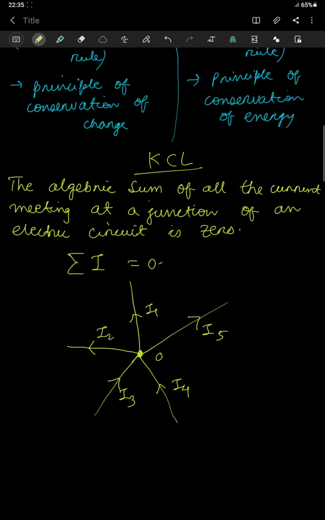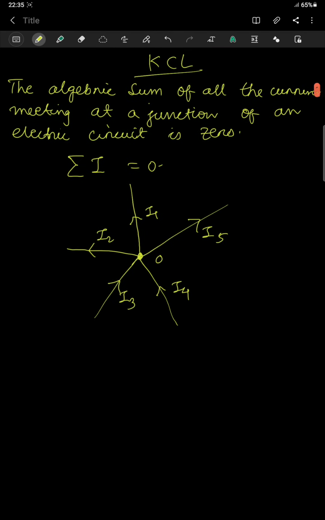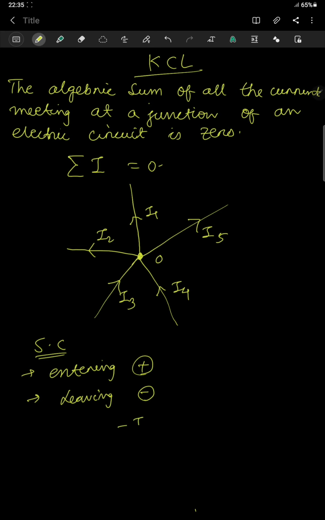According to the sign convention, whenever the current is entering, it is taken as positive. Whenever the current is leaving the junction, it is taken as negative. Based on this sign convention, at junction O, I1 is leaving, so it is minus I1, minus I2, plus I3 because it is entering, plus I4, minus I5 is equal to 0. So this is how we can apply KCL.